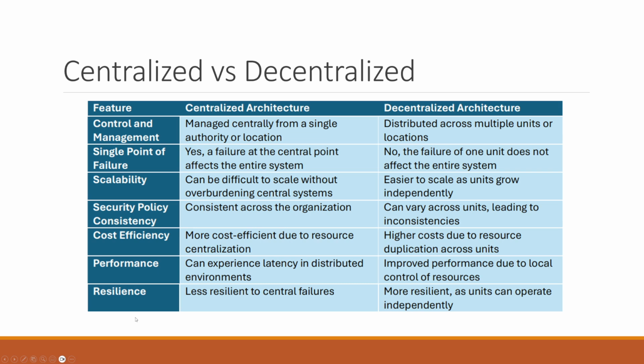We've got a centralized architecture where control and management is all done from a single point versus distributed across multiples. We've got a single point of failure. The central point is a single point of failure because if we lose that one data center, for example, it's gone. Versus decentralized, no, it won't affect the entire system. Centralized is really hard to scale versus decentralized is easier to scale.